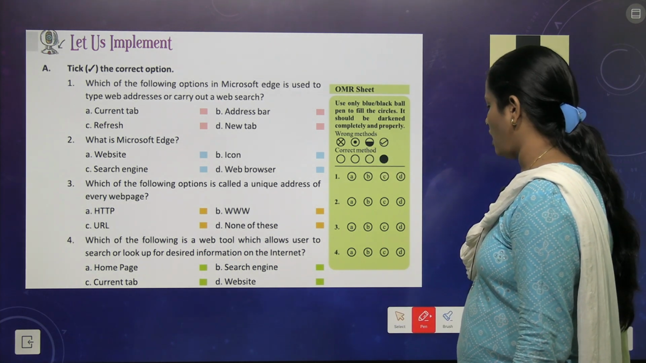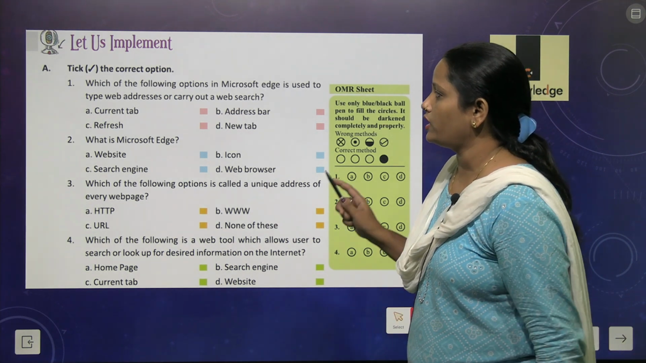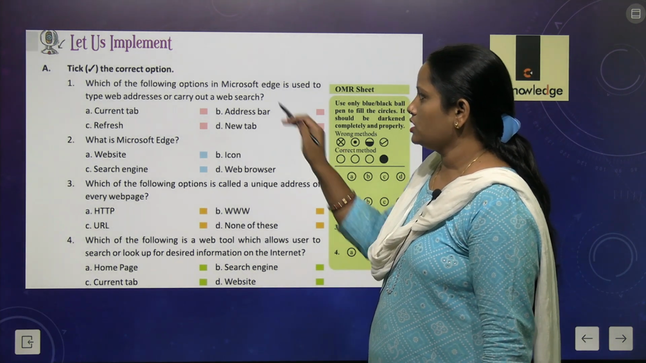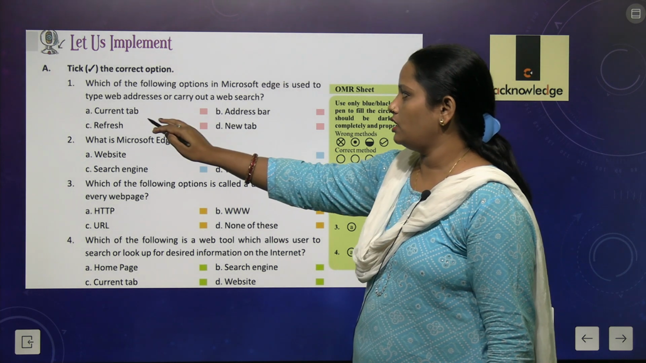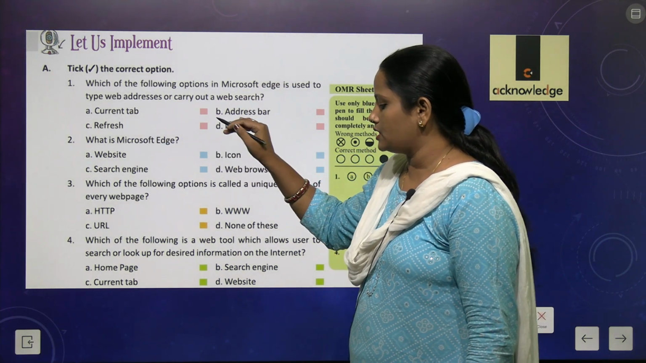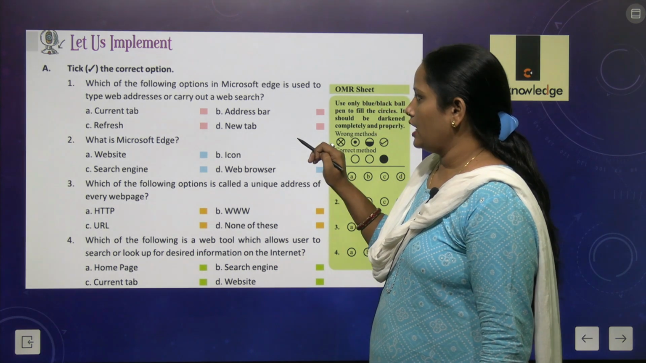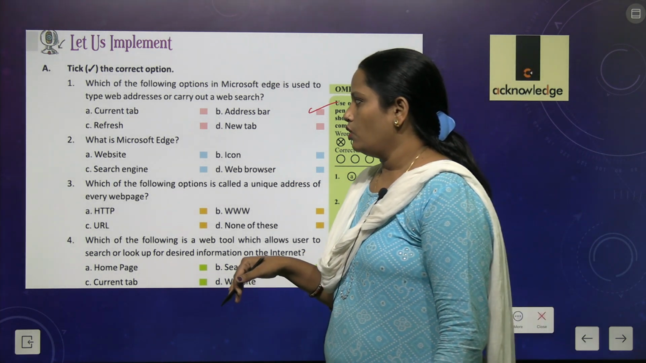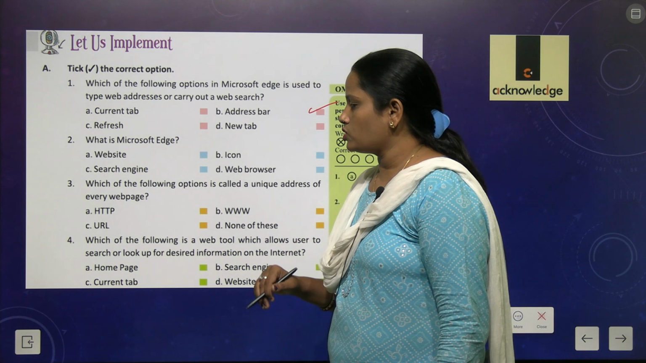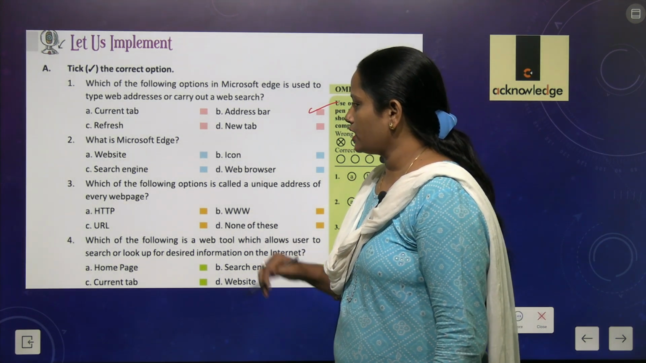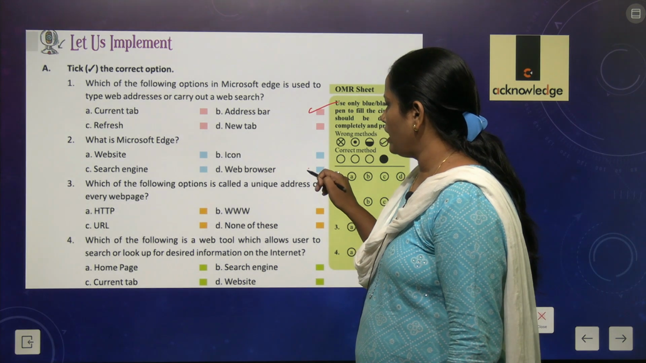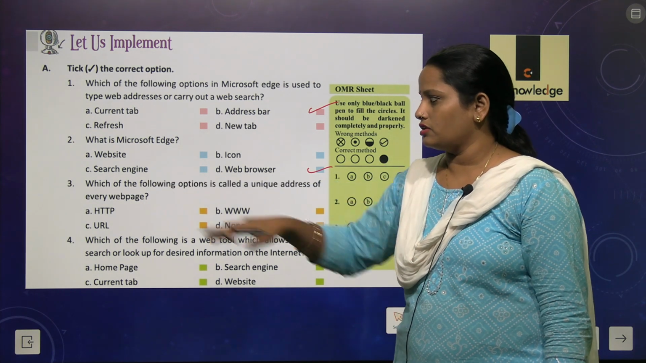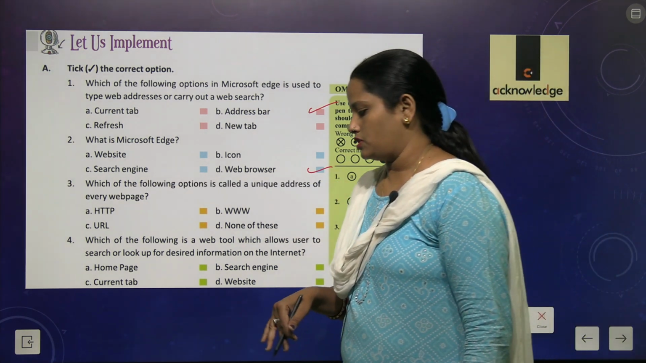Which of the following options in Microsoft Edge is used to type web addresses or carry out web searches? Yes, address bar. In the address bar we can type the web addresses. Next, what is Microsoft Edge? Yes, it is a web browser in which we can have the search engines.